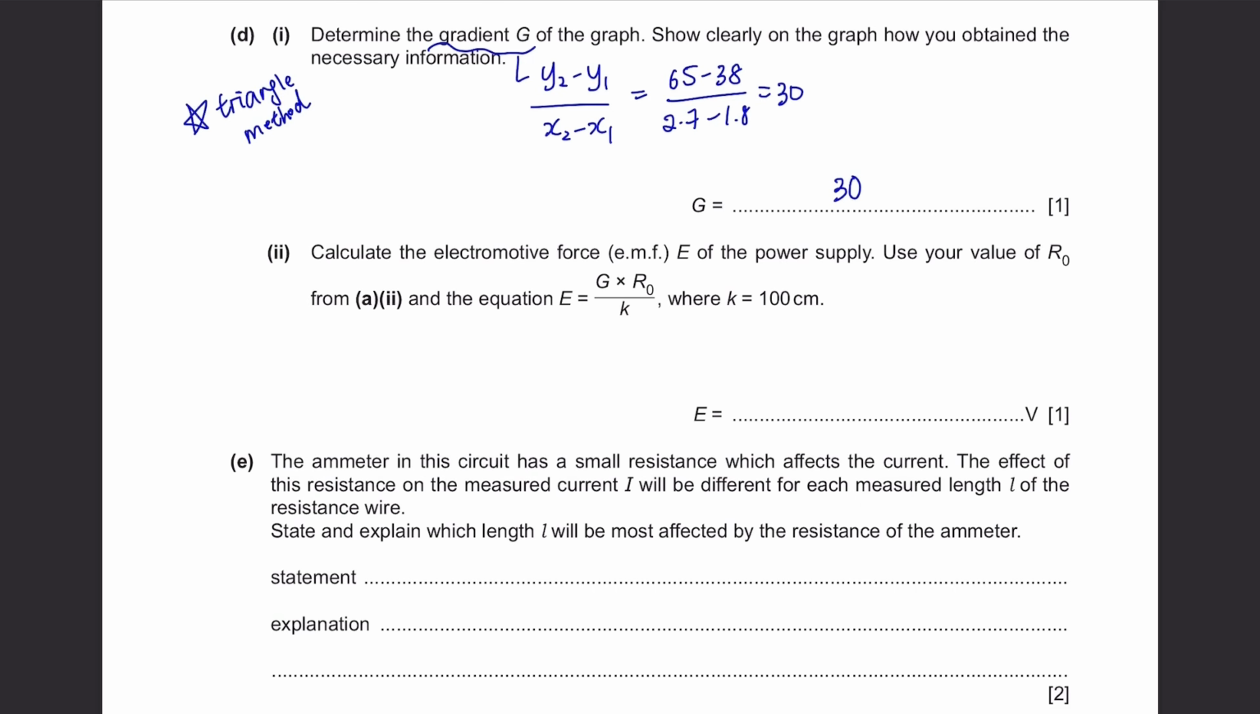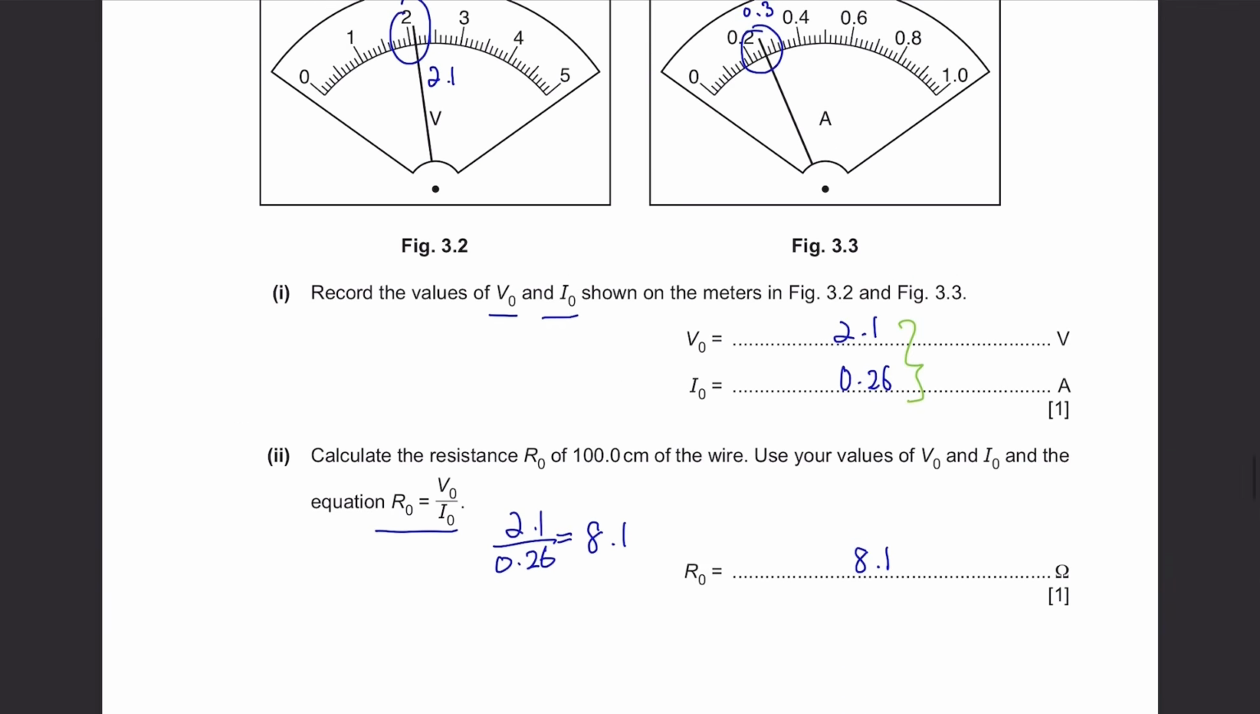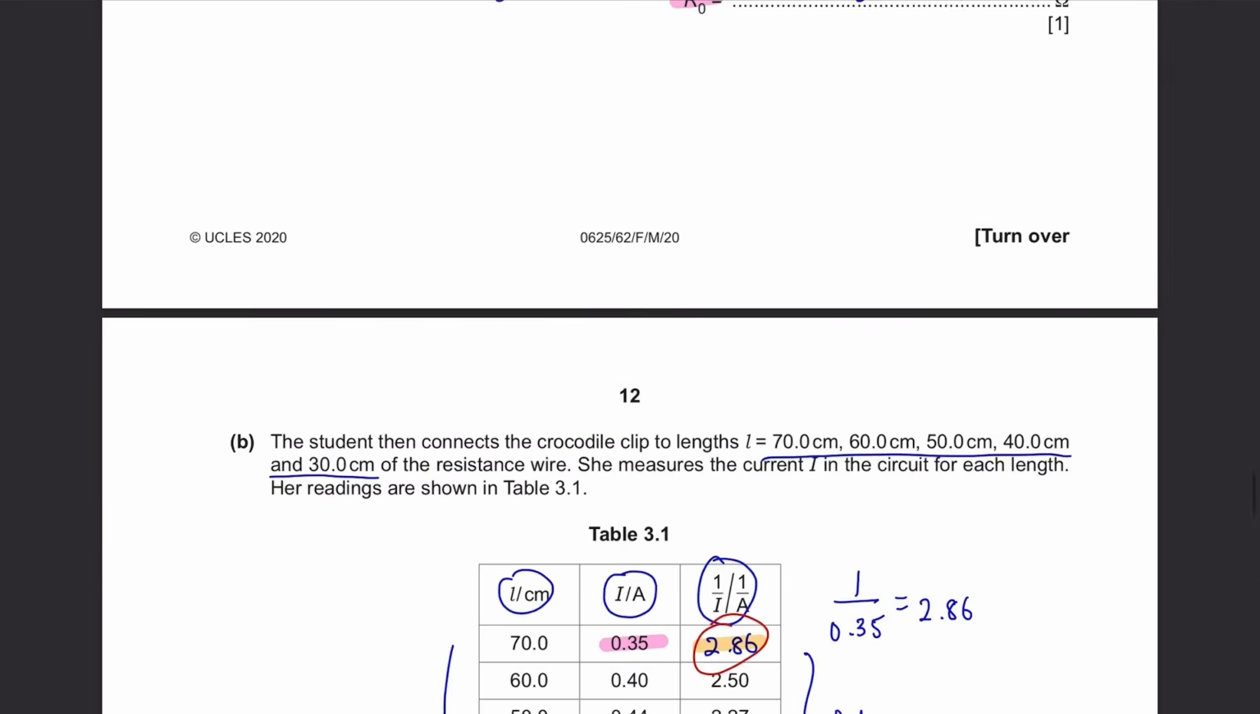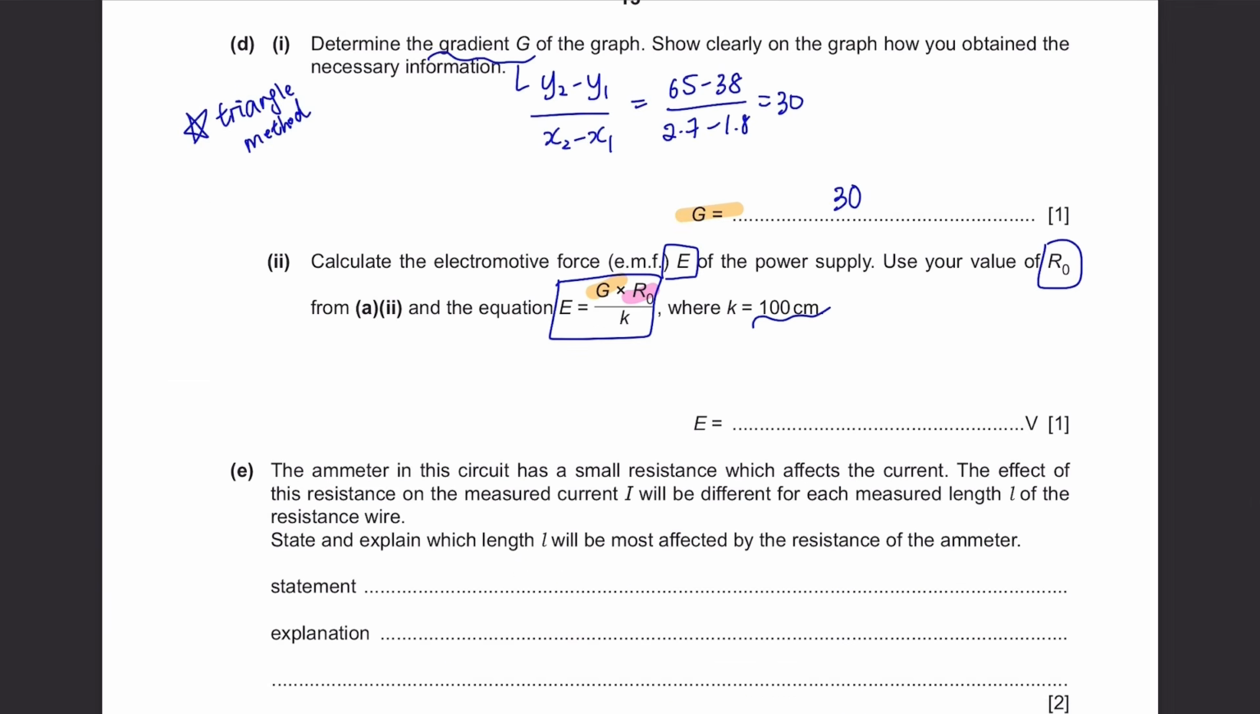Calculate the electromotive force EMF E of the power supply. Use your value of R0 from A2 and the equation E equals G times R0 divided by K, where K equals 100 cm. We have just found G, and R0 was here. It was 8.1. And K is 100, so if we calculate this, it's 30 times 8.1 divided by 100, and I got 2.4.